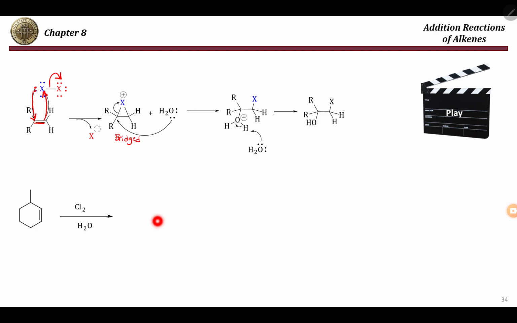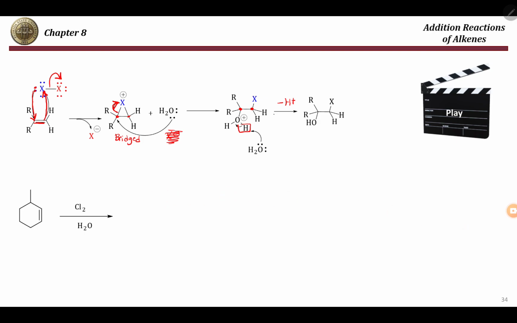Now usually in the halogenation mechanism, the next step will be an attack by X minus at this carbon or at this carbon. Doesn't really matter in the halogenation reaction. Instead of that, in this reaction, instead of having X minus attacking this carbon, H2O or the nucleophile that is available in the reaction will attack the carbon with less hydrogens, and this is going to open up this bond. That's why we end up with OH being added to the carbon with less hydrogens, and X will be at the carbon with more hydrogens. Finally, the last step is just removing this extra hydrogen by another H2O, or you can just say minus H plus, and this is enough to complete the reaction.